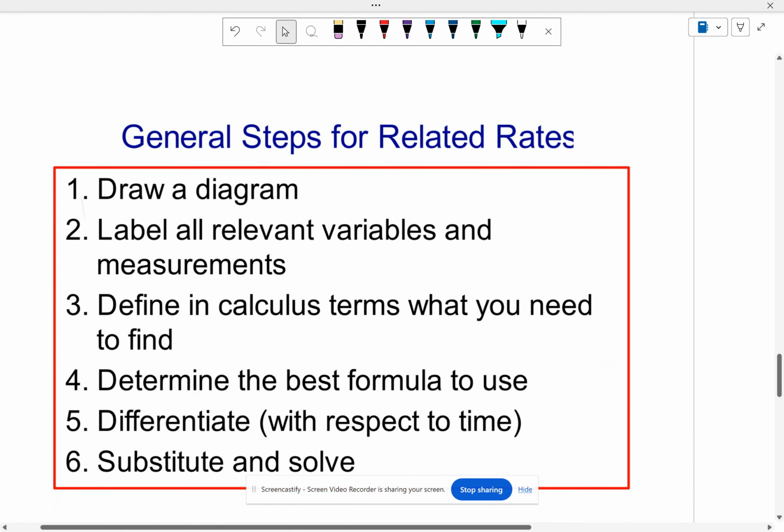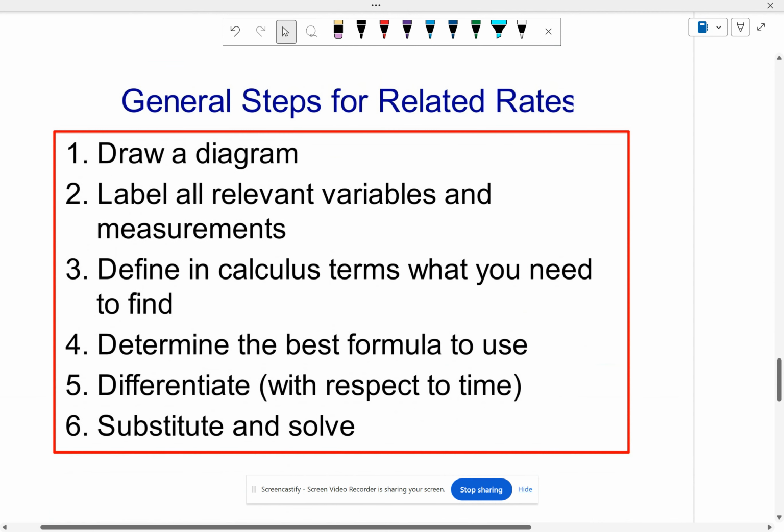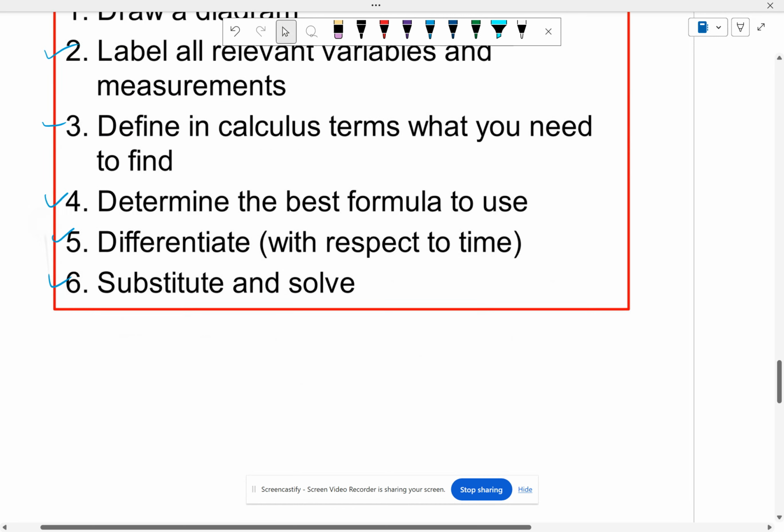The general steps here, you pause the video and copy them down. Make a diagram, label the relevant information, define in calculus terms what we need to find, in that case it was dA/dt. Determine a formula that relates the information you have with the rate of change you're trying to find. Differentiate with respect to t, and then substitute and solve.